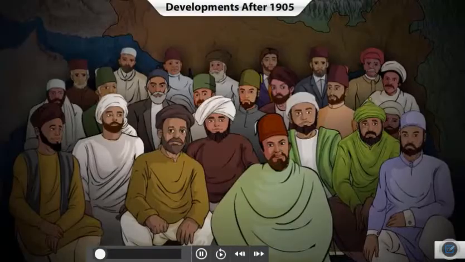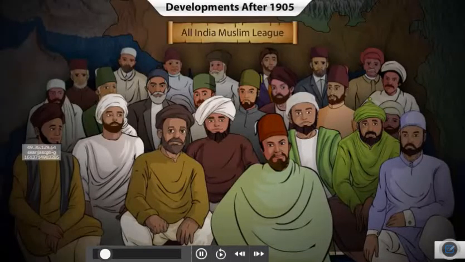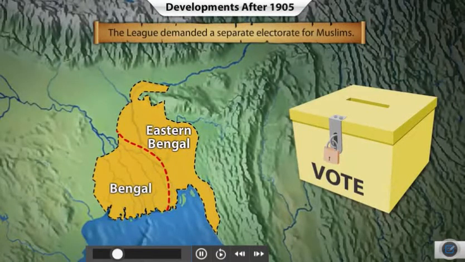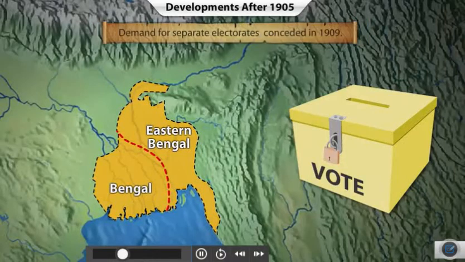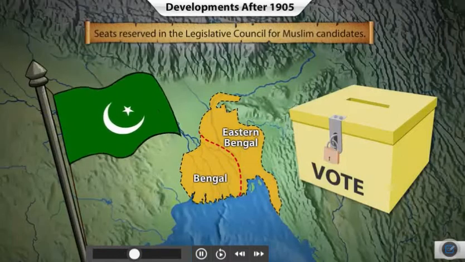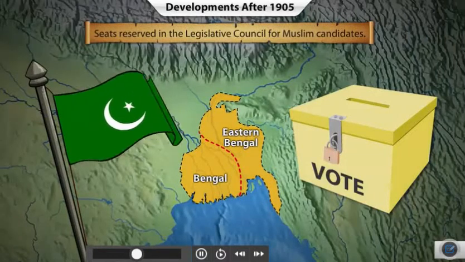In 1906, a group of Muslim landlords and Nawabs formed the All India Muslim League in Dhaka. The League supported the partition of Bengal. In turn, they demanded separate electorates for Muslims. This demand was conceded in 1909. Some seats in the Legislative Council were now reserved for Muslims who would be elected by Muslim voters.